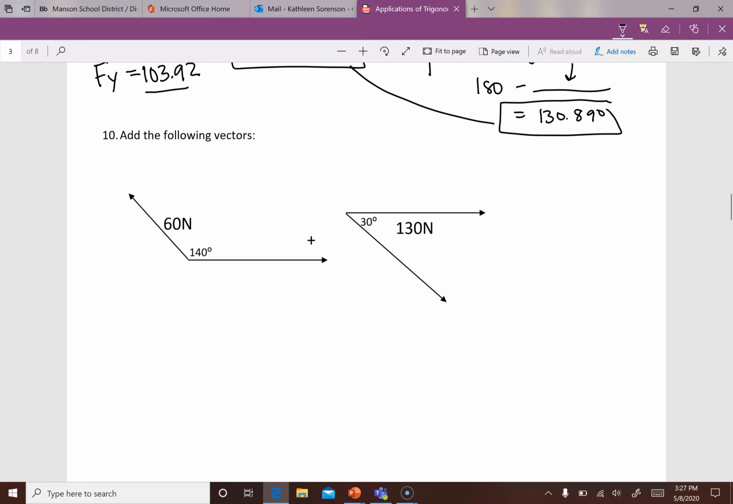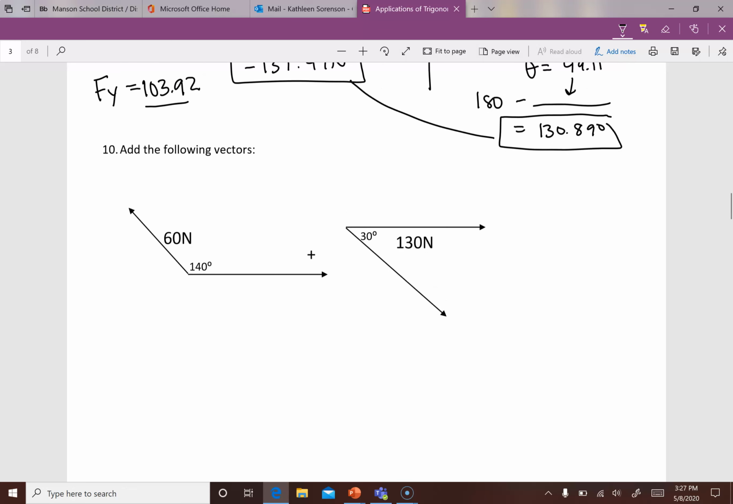All right, let's add these vectors. So we've got 60 newtons at 140 degrees, and here we've got 130 newtons at 30 degrees. Actually, I got tricked there. It's not 30 degrees. What is it? That's negative 30 degrees if you think about it. So it's actually 330 degrees, right?